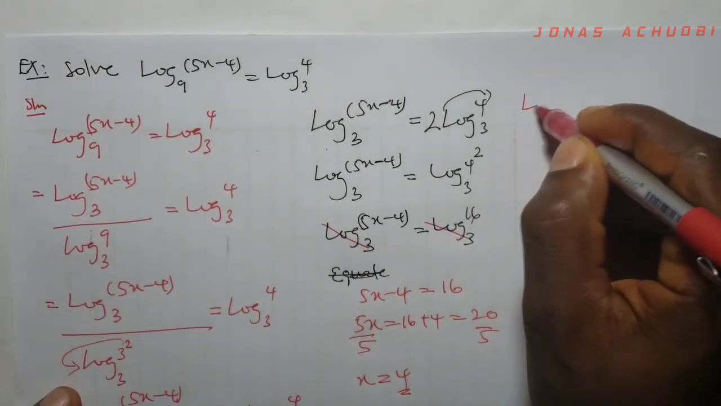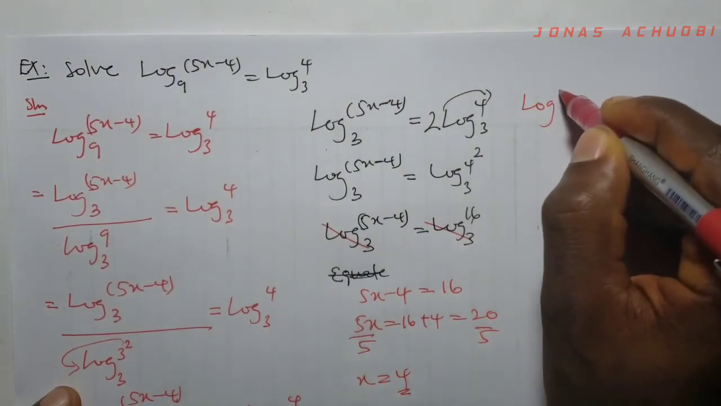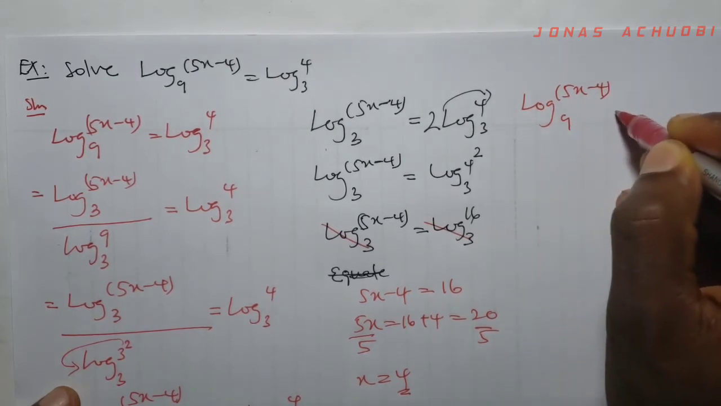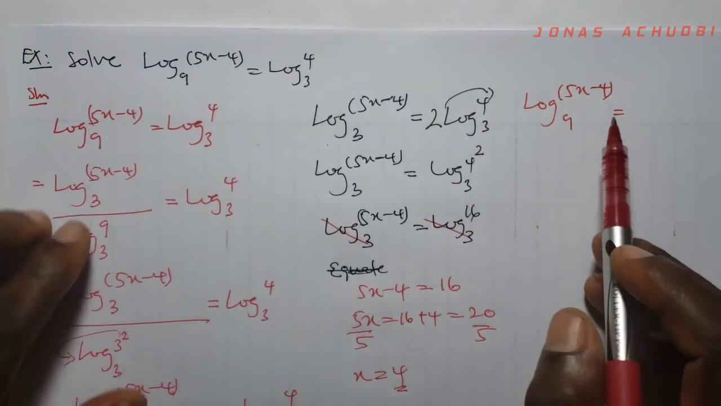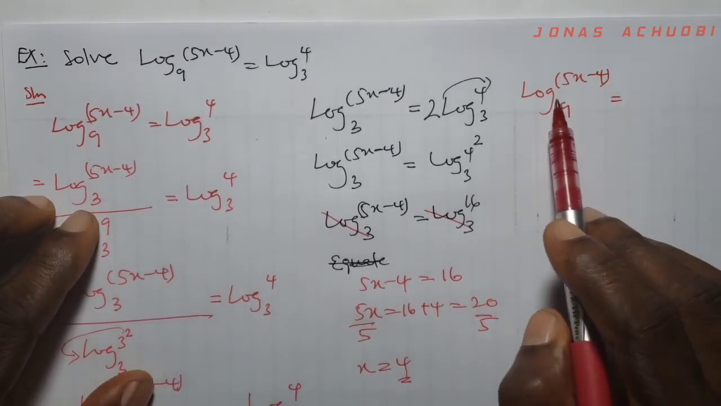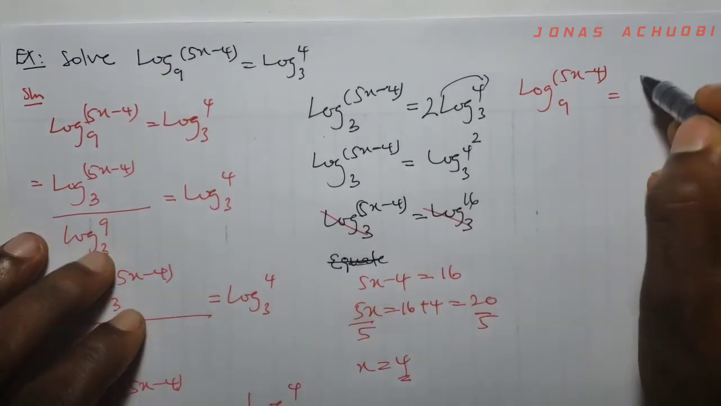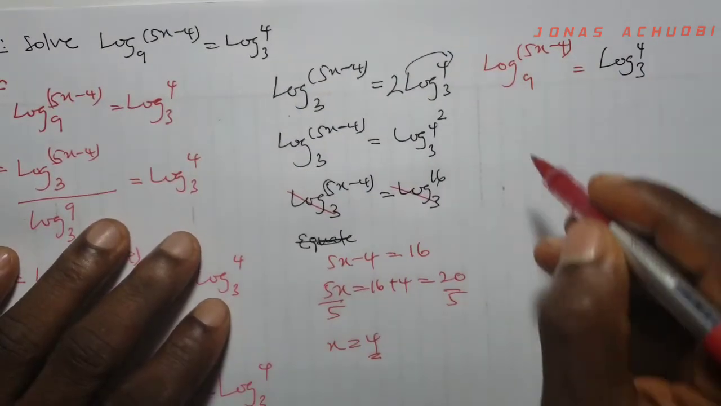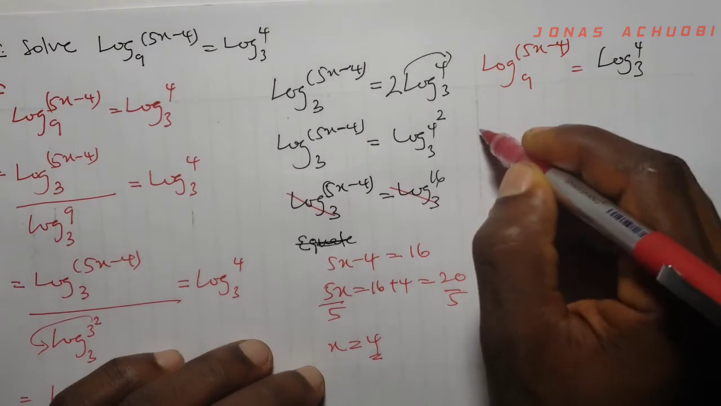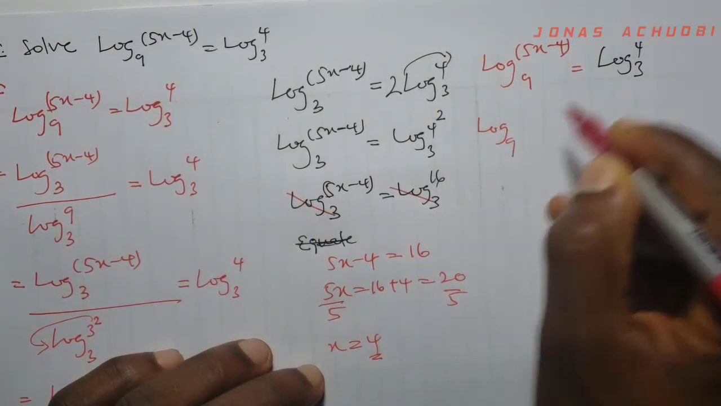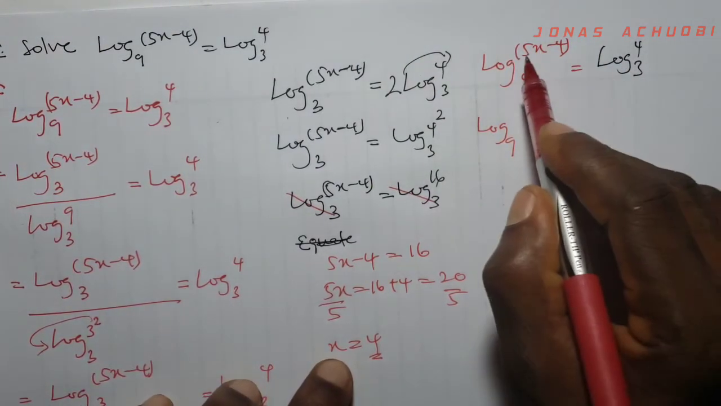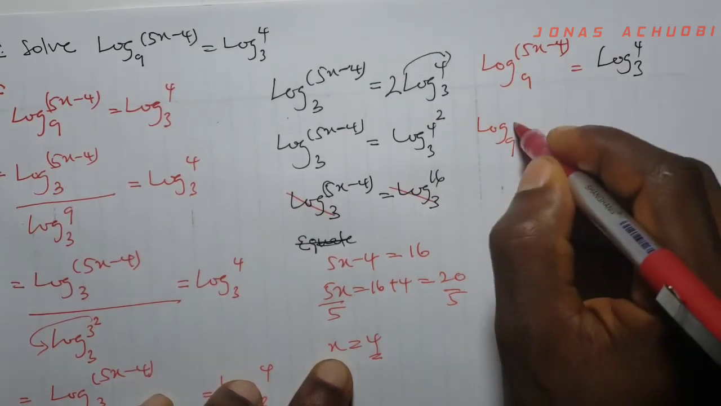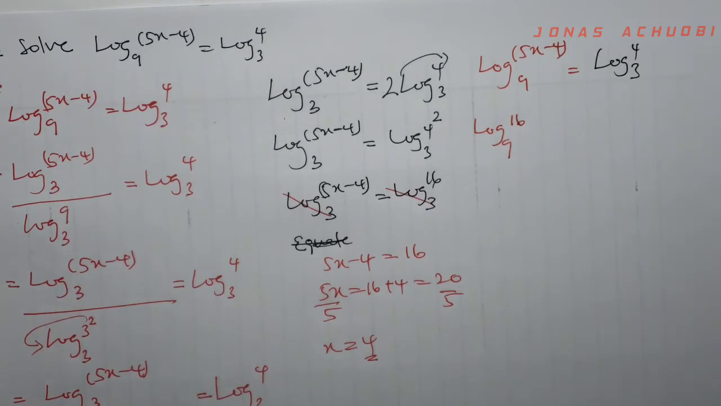So the question was log 5x minus 4 base 9 equal to log 4 in base 3. So we want to substitute 4 into the left hand side and see if we get the right hand side. So let's check. I have log base 9, x is 4. So 5 times 4 is 20, 20 minus 4 is 16. So I have log 16 in base 9.